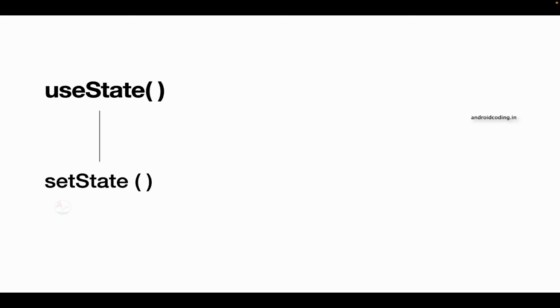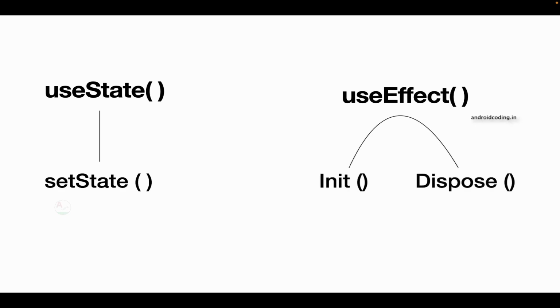In this particular tutorial also we are making use of useState, and additionally we are making use of useEffect here. How we use useEffect is, instead of init and dispose, we are making use of useEffect. Init and dispose are part of the life cycle of a widget, and also setState. So we are avoiding all three things, setState, init and dispose, and just making use of useState and useEffect.